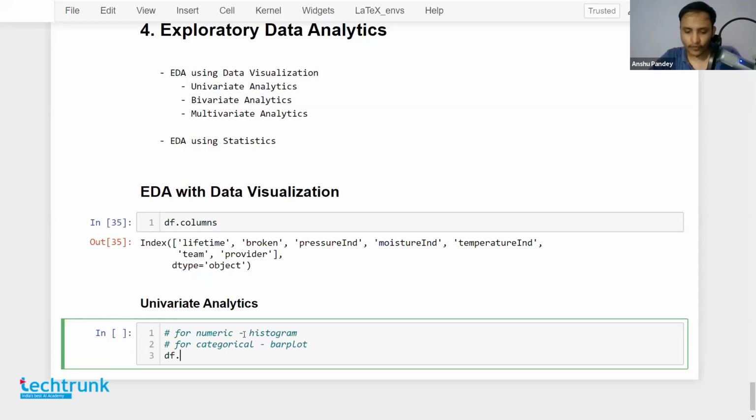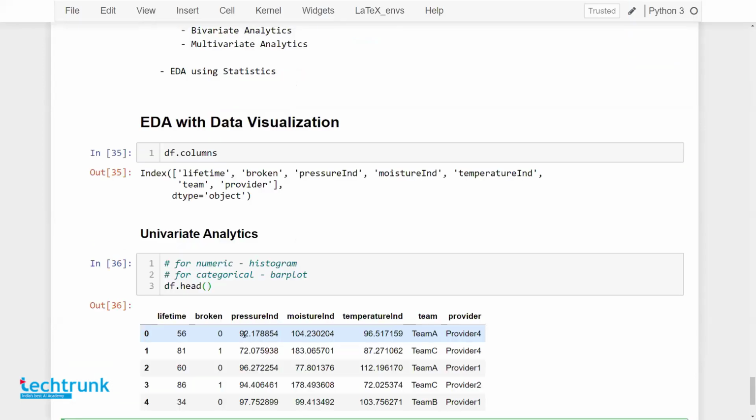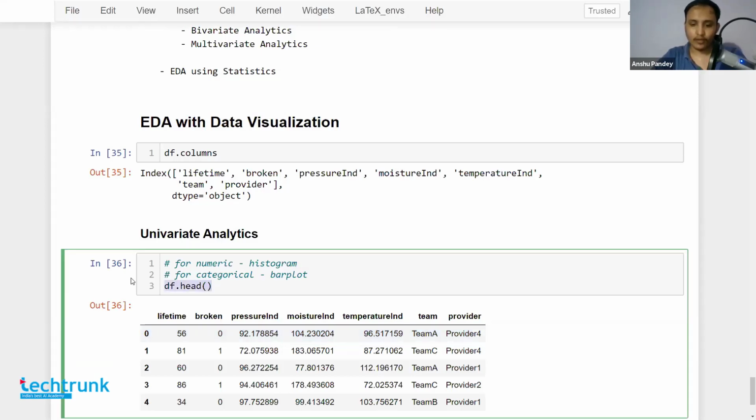If you look at df.head again, in this data, as you can see, broken, theme, and provider are categorical attributes. The rest are all numeric attributes. So let's do it for categorical. We can say cat.